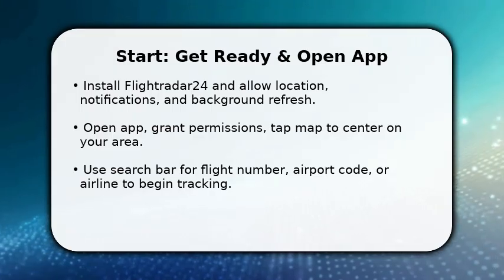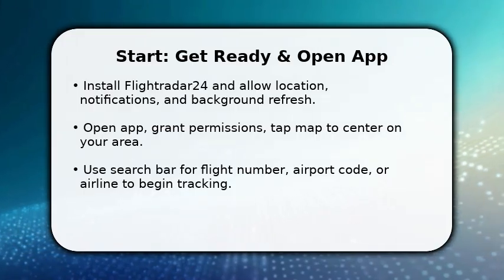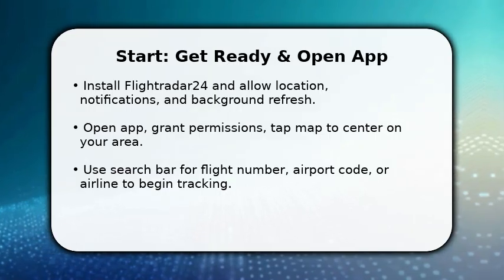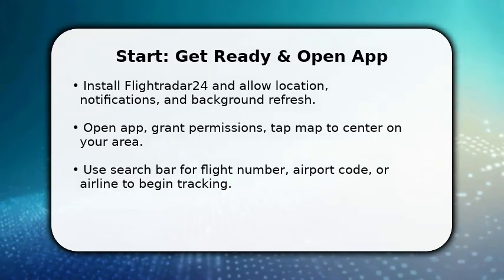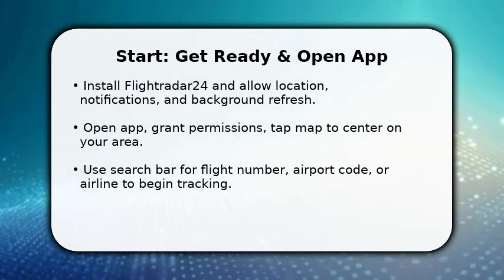You start by installing Flightradar24 and granting location and notification permissions so the map updates in real time. Once done, open the app and center the map on your area by tapping the screen. This keeps nearby aircraft visible.